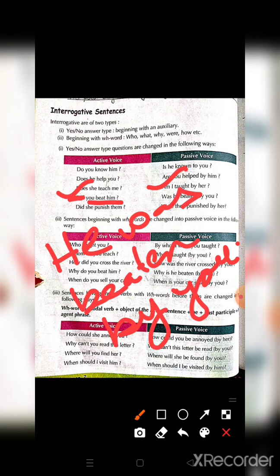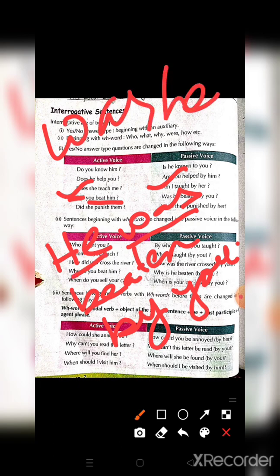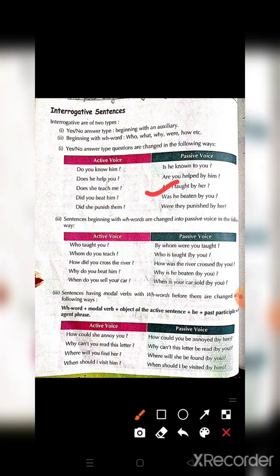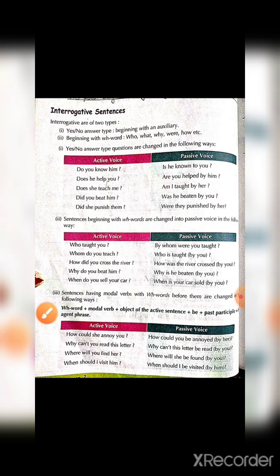In an interrogative sentence, we will write this part at the beginning. So was, and then this he. Was he beaten by you? And then don't forget to put a question mark. See here, was he beaten by you? If you see only this part, you beat him, we will not understand the tense. After seeing this did, does, or do, you will understand the tense. And don't forget to put a question mark in the passive voice also.